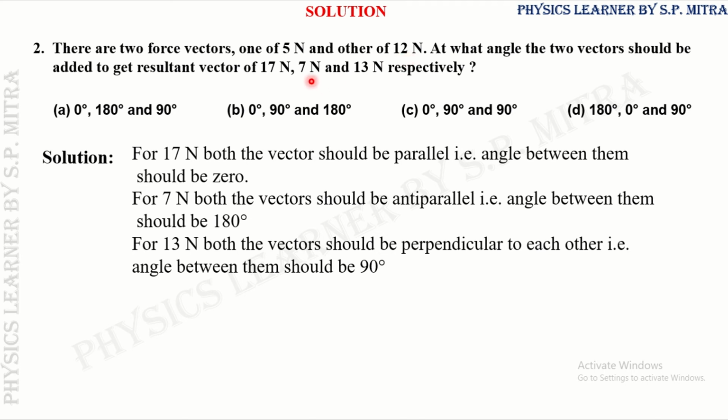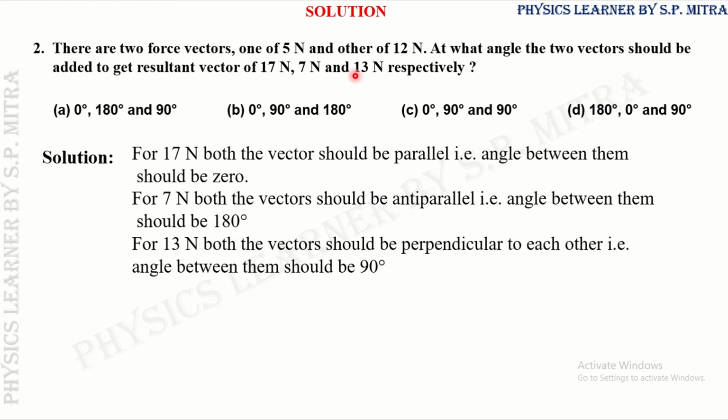Similarly, for the second case, the resultant vector is 7 Newton. That is, the resultant vector can be obtained by taking the difference between these two vectors. That means in the second case, 5 Newton and 12 Newton satisfy the relation R is equal to A minus B. And we know that R is equal to A minus B is satisfied only when the vectors are antiparallel to each other. That means for the second case, when the resultant is 7 Newton, the vectors 5 Newton and 12 Newton are antiparallel to each other, that is, the angle between them is 180 degree.